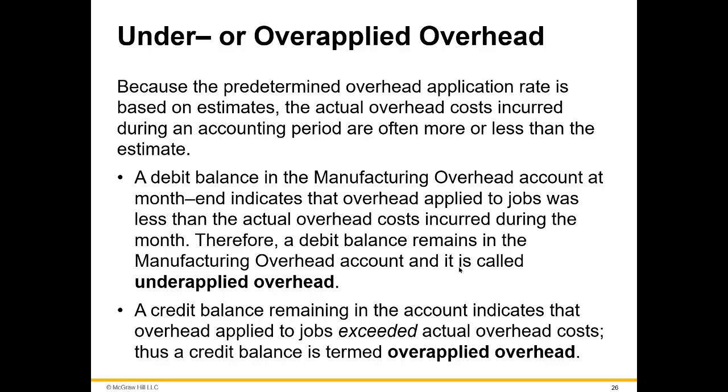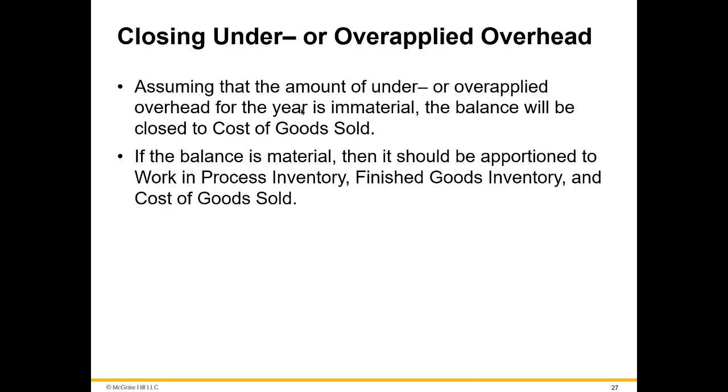Okay. Because the predetermined overhead application rate is based on estimates, both the costs as well as the activities, right? The direct labor hours or direct labor costs, as well as the total manufacturing overhead, we're always going to be off. It's never going to be exact. So it's either going to be underapplied or it's going to be overapplied. And so either we didn't apply enough or we applied too much. And so we're going to close that balance out at the end of the year. We're going to close that to the cost of goods sold.